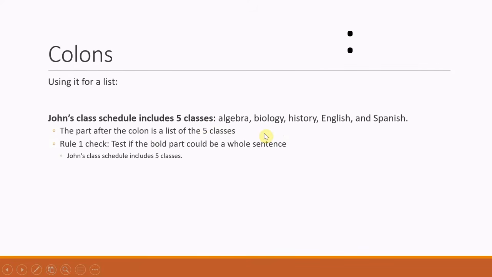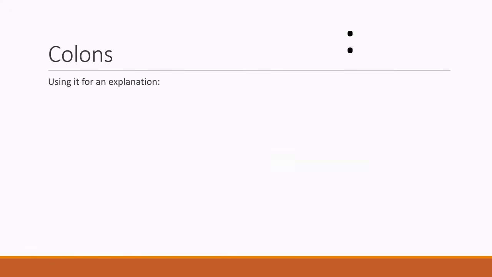It's a complete list. And again, like we just did, always test to the left to see if we have that complete sentence. John's class schedule includes 5 classes. You get real tired of me always putting this there, but it's to really reiterate how important that is, because that's what they're going to do to test you on the ACT. So this is a complete sentence. Rule 1 is obeyed. We're okay. This is a list, which is one of the uses of a colon. So we're okay to use a colon. We're good to go. Now let's move on to using it for explanations.